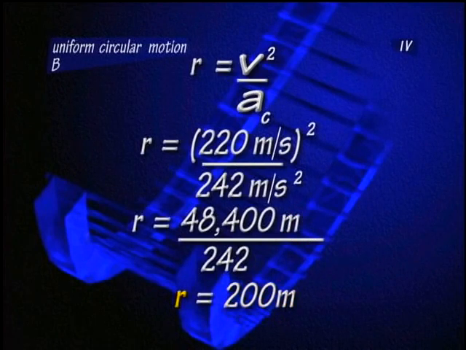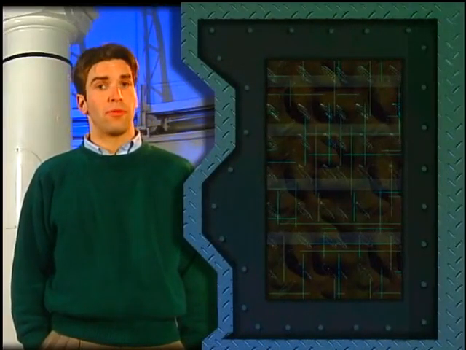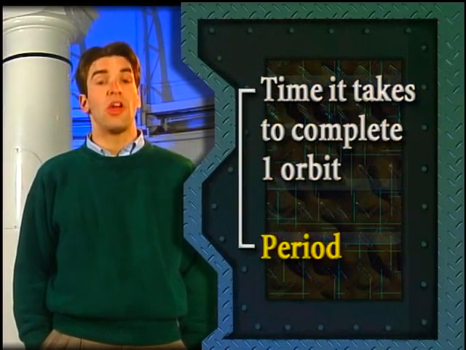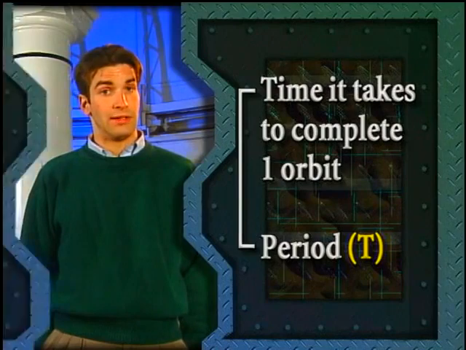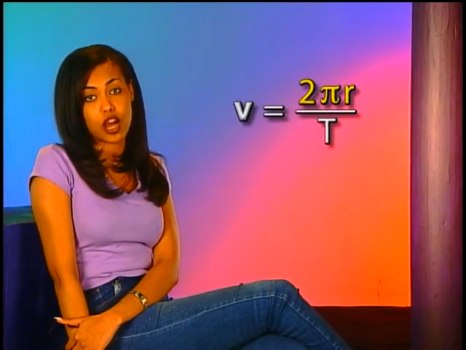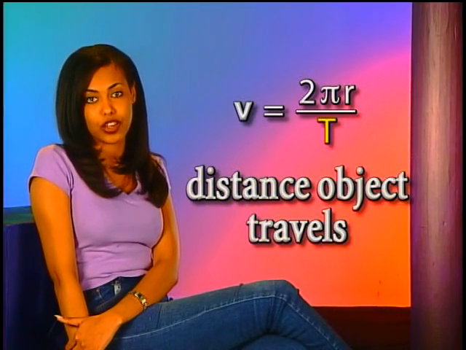Therefore, the radius of the circular path traveled by Bright as Light and her Uber Mean Machine is 200 meters. When an object is in uniform circular motion, the time in seconds it takes to complete one orbit is called its period, represented by capital T. We all remember from geometry that the circumference of any circle is 2 pi r. When an object covers one round trip, we see that the velocity of the object is the distance the object travels, 2 pi r, divided by the period. So v equals 2 pi r over T.